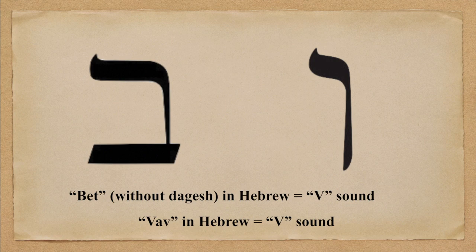V. Or if it has a vav, that can also give you the V sound. This is a textual variant between the critical text and the majority text. Now, what's the result? Both of them, if you read it, you're going to get the same name, David. There's something similar to that in my name.